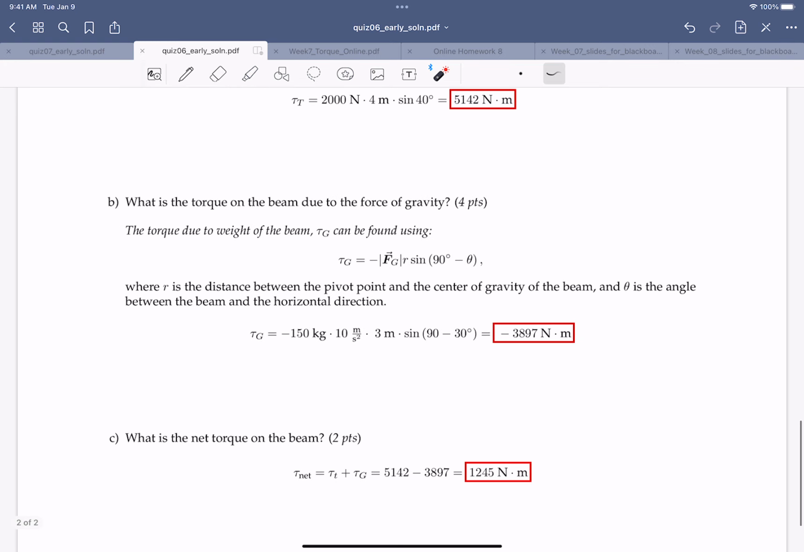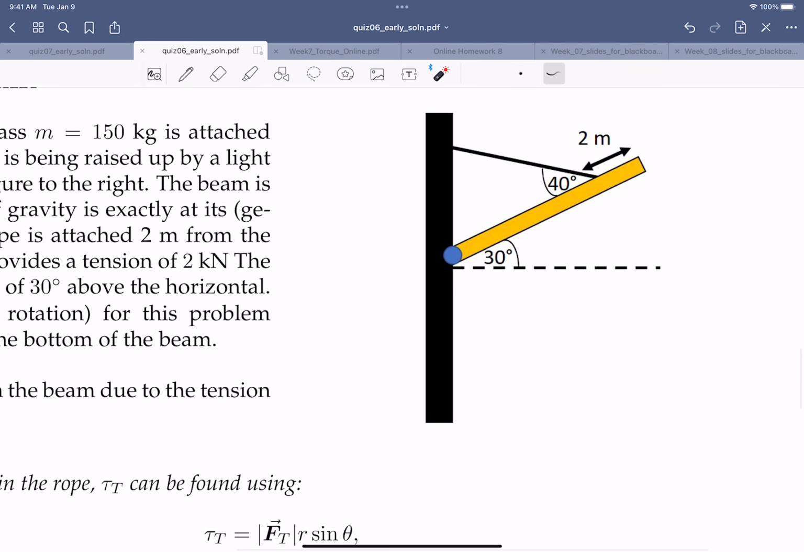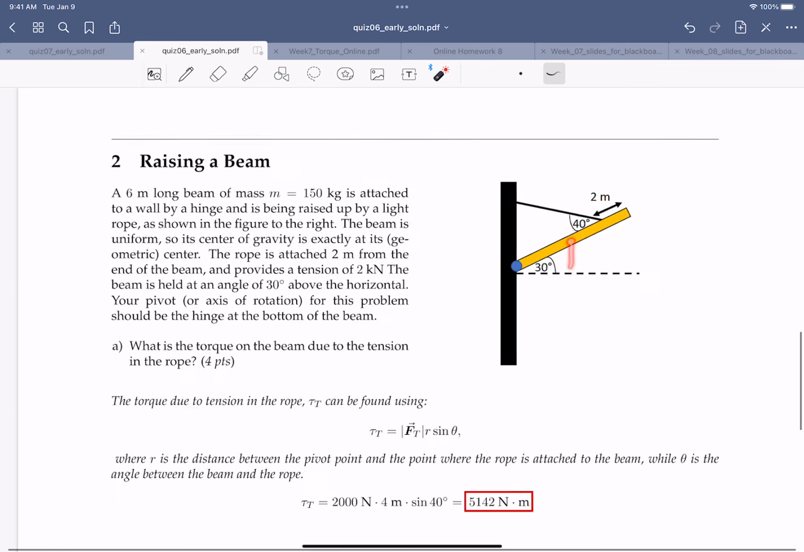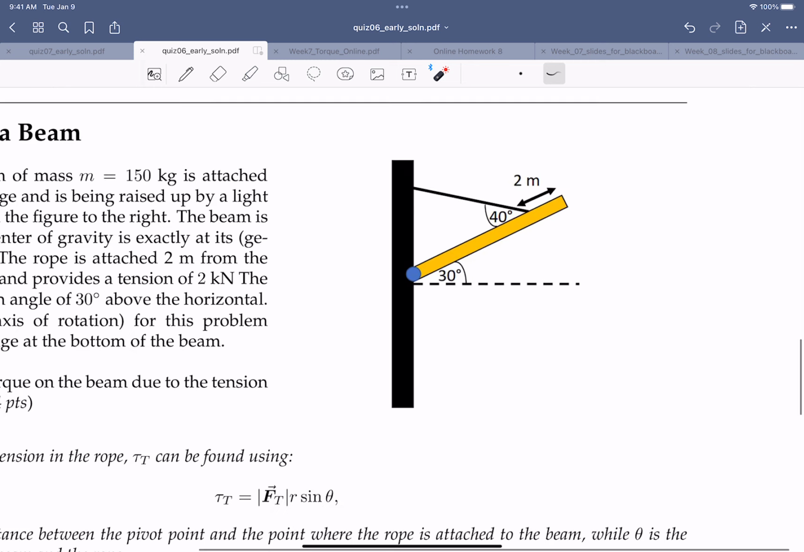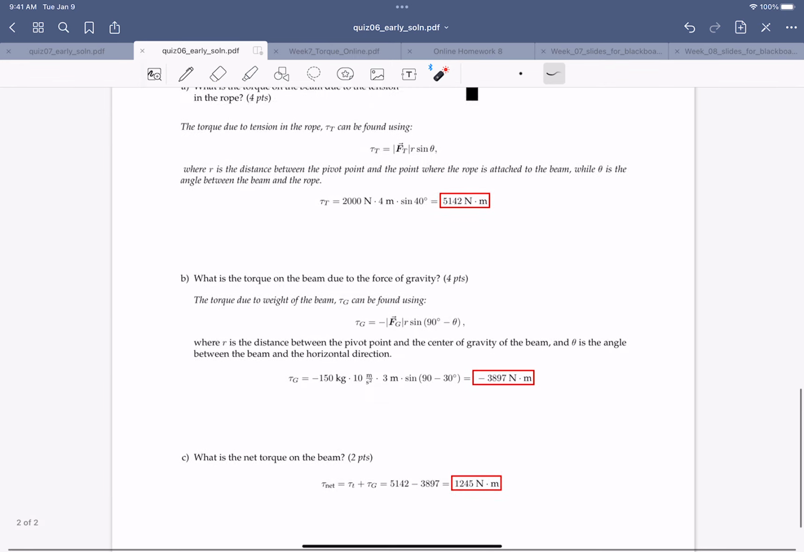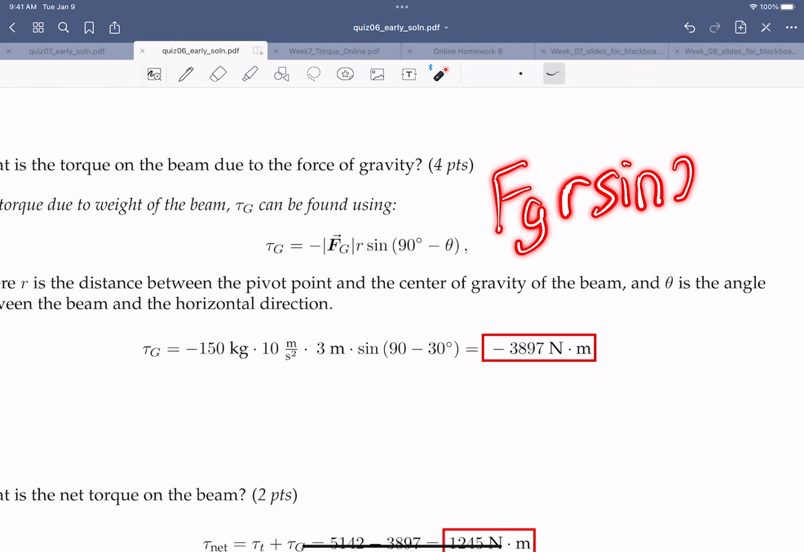For part B, it's asking what is the torque on the beam due to the force of gravity. So it's the torque due to the force of gravity on the beam itself. So we had the mass of the beam is 150 kilograms, and we know that the beam is a uniform rod. So the center of gravity should be smack dab in the middle. So this whole thing is 6 meters. Center of gravity should be 3, right? So then, if we want to figure out the torque due to gravity, we just take force of gravity times the distance away from the hinge, along the radial line, times sine phi.